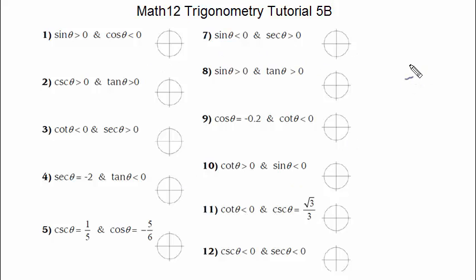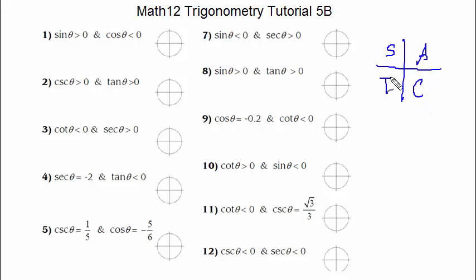Another one is All Students Take Calculus. There are a lot of different meanings for this, but the meaning in this section is: in the first quadrant, everything is positive. In the second quadrant, only the sine function is positive. In the third quadrant, only the tangent function is positive. In the fourth, only the cosine function is positive.